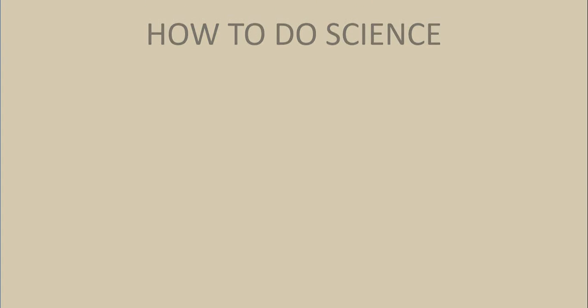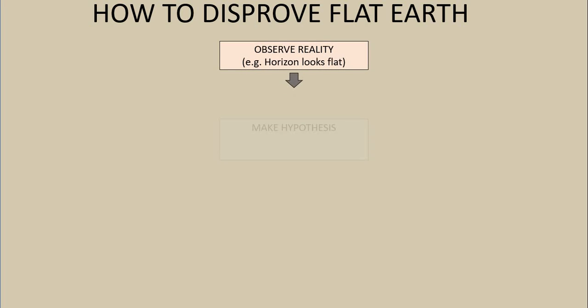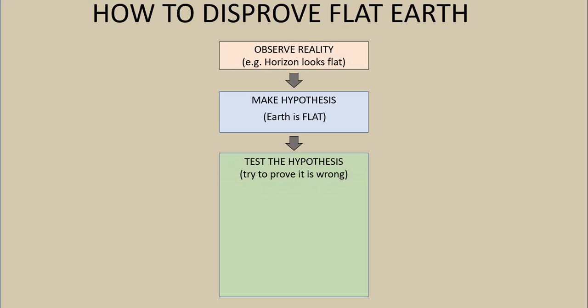So instead of how to do science, let's do how to disprove a flat Earth. We observe reality. The horizon looks flat. We make a hypothesis. Earth is flat. We test the hypothesis. On this occasion we use my observation from Traprain Law. And as we've just seen, our flat Earth hypothesis fails that test.